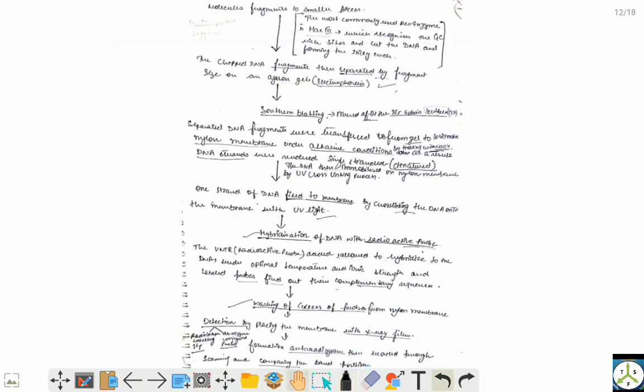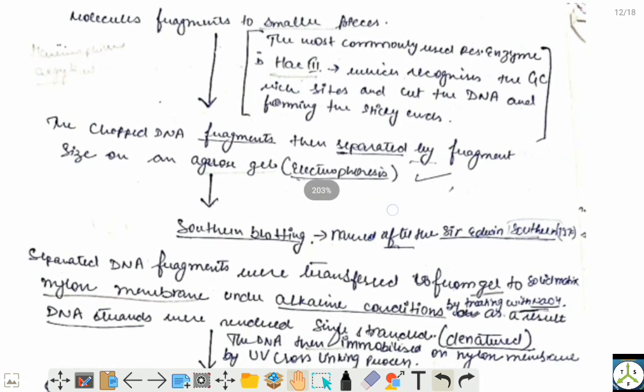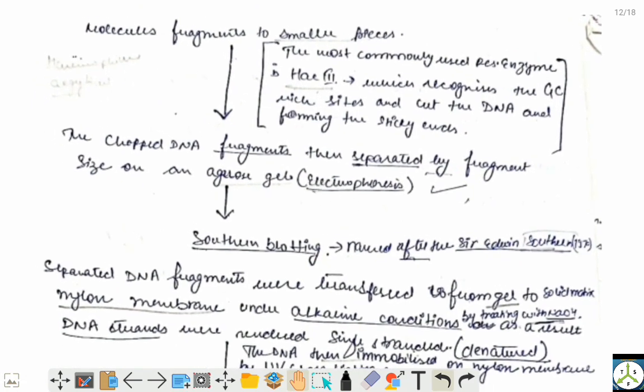Among the restriction enzymes we mostly use the HaeIII enzyme. That comes from the bacteria Haemophilus aegyptius, which recognizes the GC rich region. Where the GC rich region is present, it will cut, or cleave, the DNA fragment and form the sticky end. The question can be like this: what are the sticky ends known as? They are the palindromic sequences.